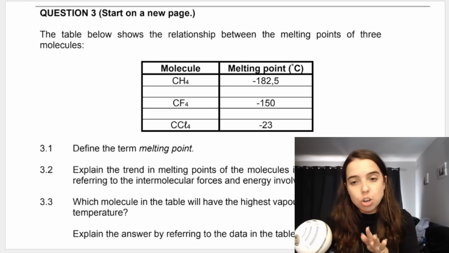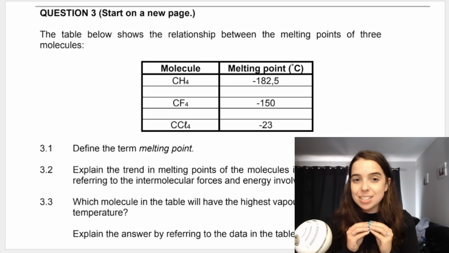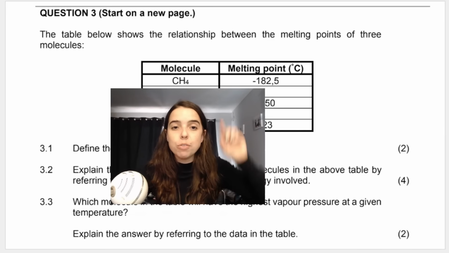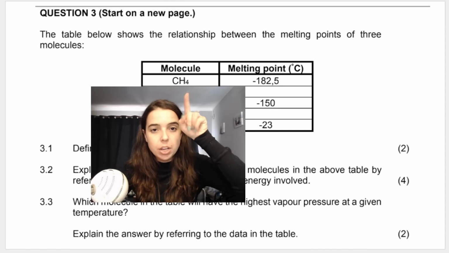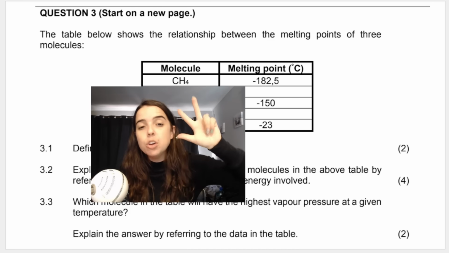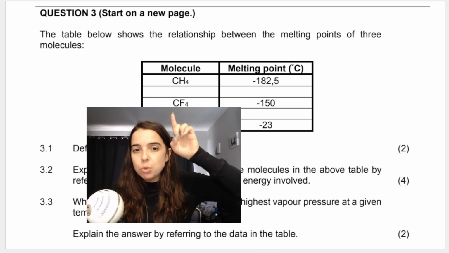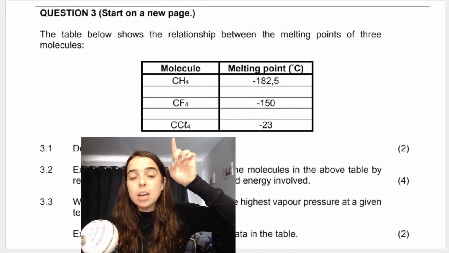So I think a very good starting point is to think about what intermolecular forces exist between the molecules of CH4, which is methane. So is it London forces? Is it dipole-dipole forces? Is it hydrogen bonding? Those are the 3 common ones that we will be doing in long questions like this. Then we do it for CF4, then we do it for CCl4.